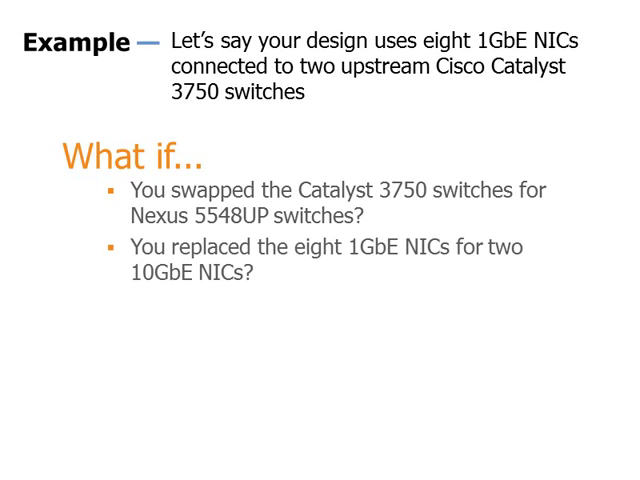Here's another example. What if you decided instead of using 8 1 gigabit Ethernet NICs, you instead were going to use 2 10 gigabit Ethernet NICs? How would that affect your design? What changes would need to be made in order to accommodate that, and what is the impact of those changes?